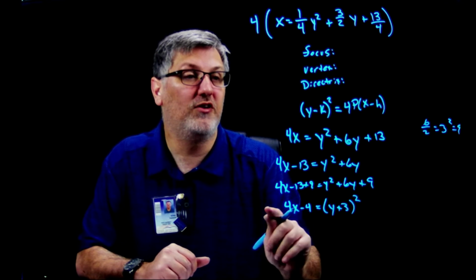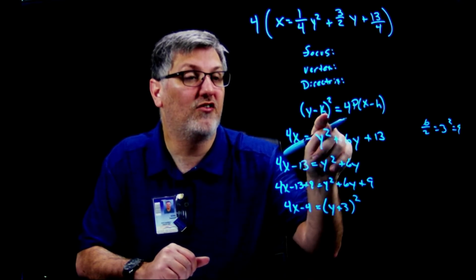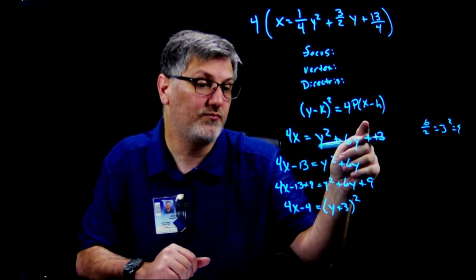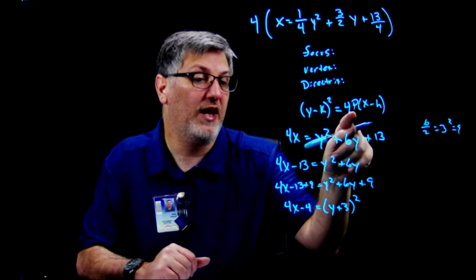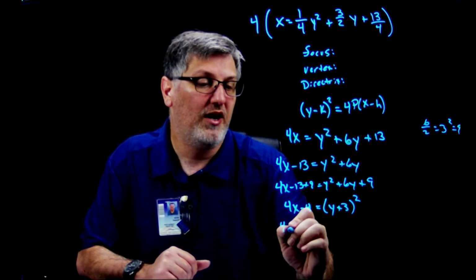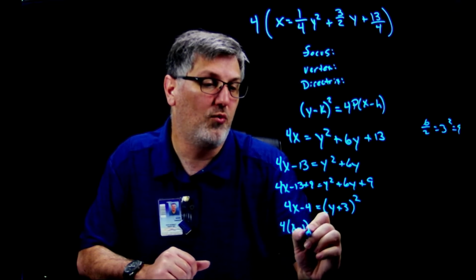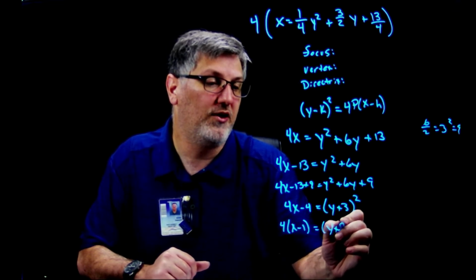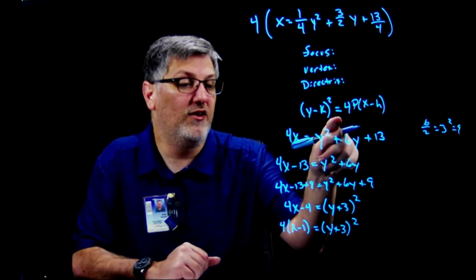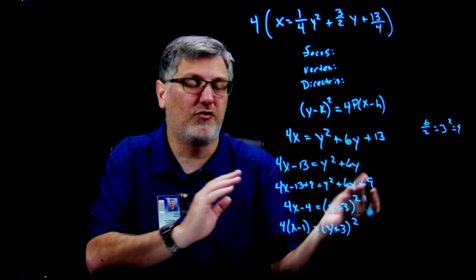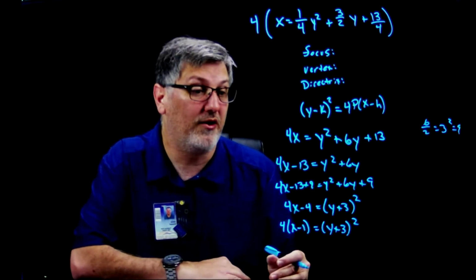Here, I factor out my GCF because I need to have the x completely by itself. I need to have a number on the outside, so I factor my 4 out. I have 4 times x minus 1 equals y plus 3 squared. All right. I am now in this form. It's spun around on the equal sign, but that doesn't matter.